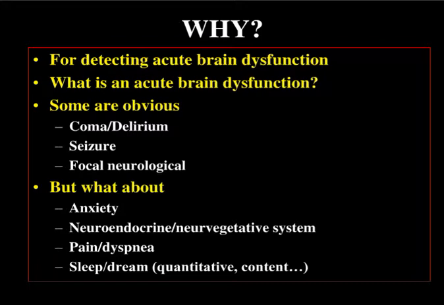Of course, for detecting acute brain dysfunction. But what is an acute brain dysfunction? Some are obvious: coma, delirium, seizure, focal neurological sign. But what about anxiety? What about neuroendocrine and neurovegetative systems? I showed you yesterday that it's a very important brain response to stress. What about pain? What about dyspnea, which are also controlled or integrated by the brain? What about sleep? What about dream?